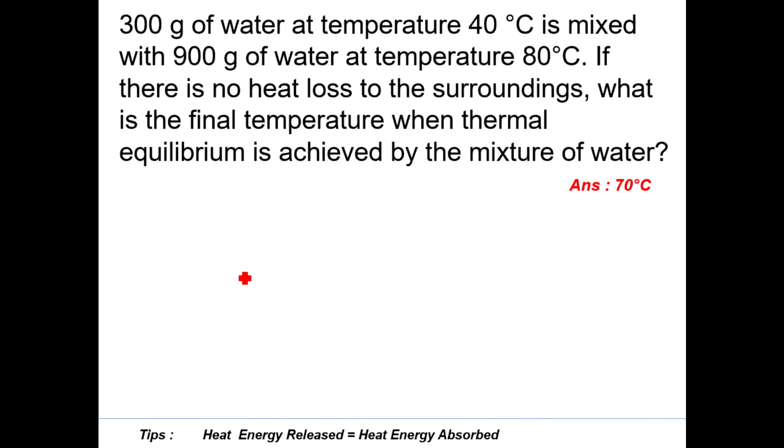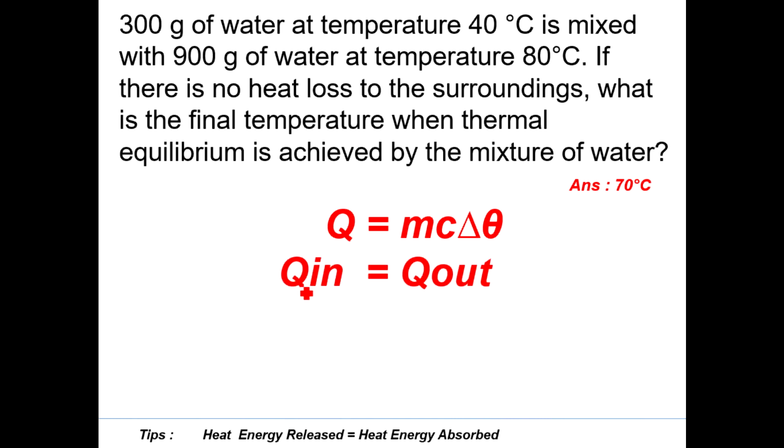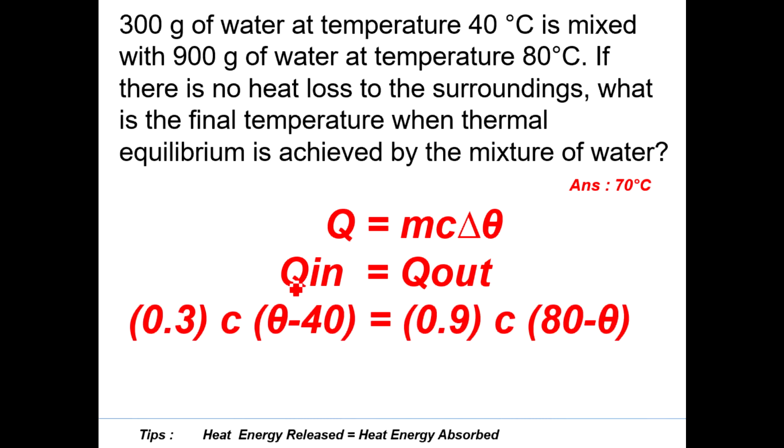So with this, you can write a proper formula. Alright, so Q in by 300 gram is the same as Q out by the 900 gram of water. So from here, you can write this using Q equal to mc theta. So this is the mass of the water. They give you in gram, you can change to kilogram, and then the specific heat capacity of the water, and then the change in temperature. Okay, so theta is the final temperature minus 40, because this one is the heat absorbed by the 300 gram of water.